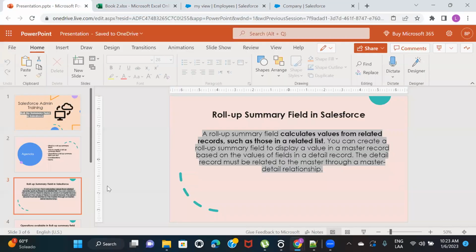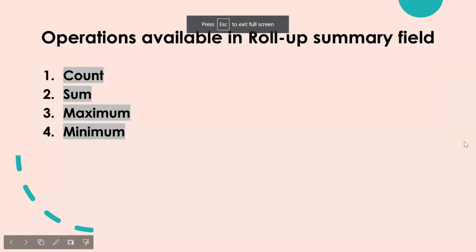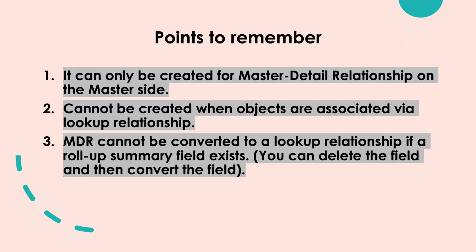Let's go ahead and see what I had listed. This was just the definition, and these are the four operations: count, sum, maximum, and minimum. And then points to remember. It can only be created for a master detail relationship on the master side. So if two objects are associated with a lookup relationship, even if you go to the parent object, you will not see that roll up summary field option.